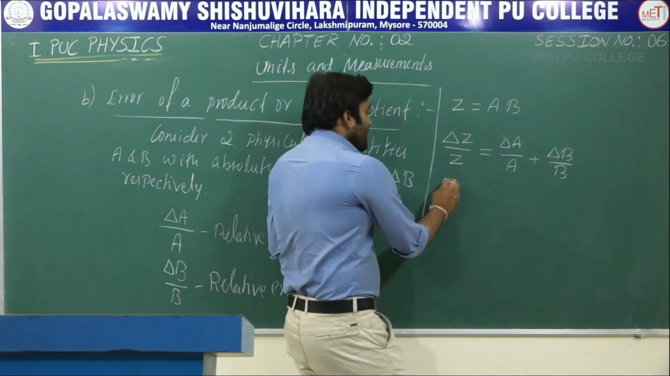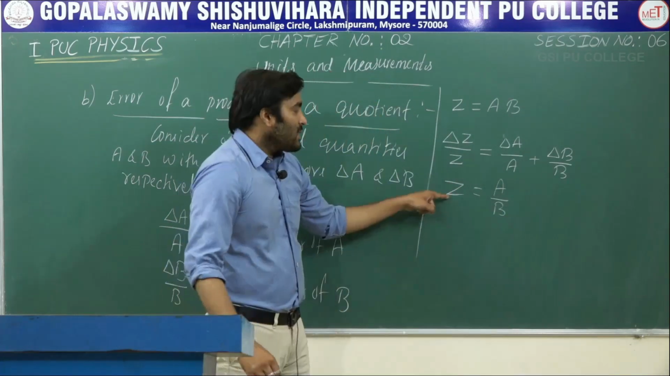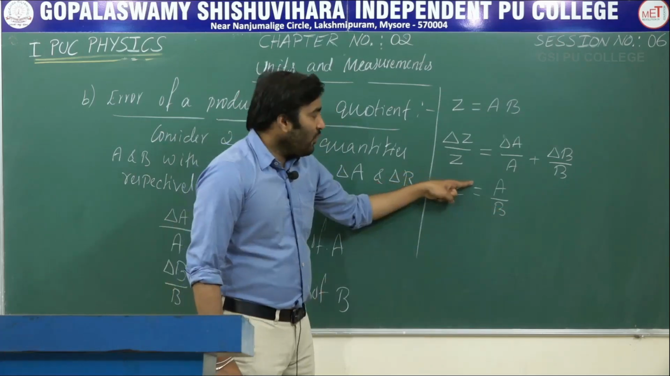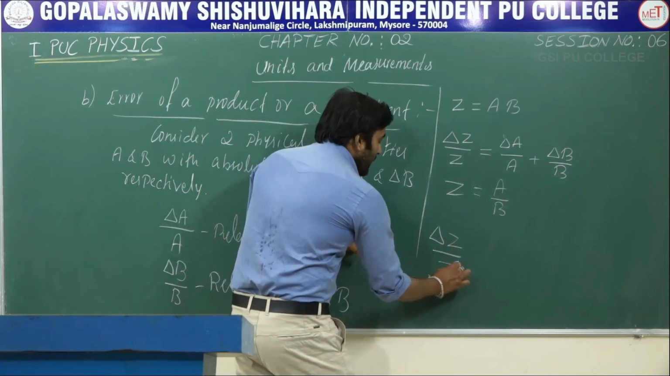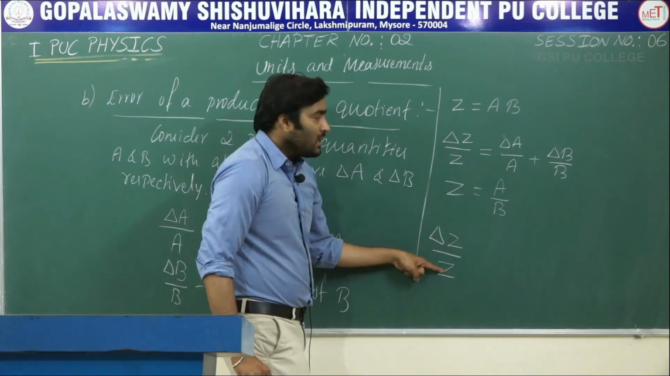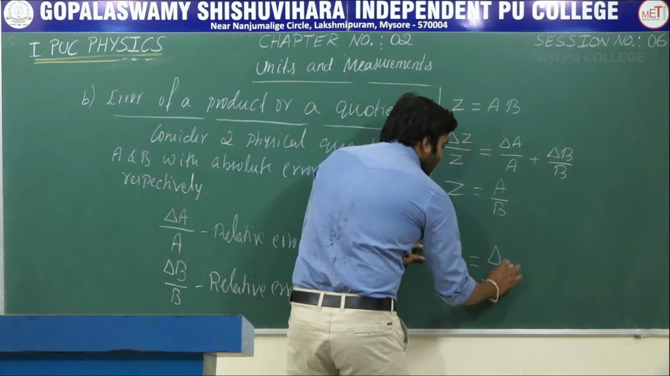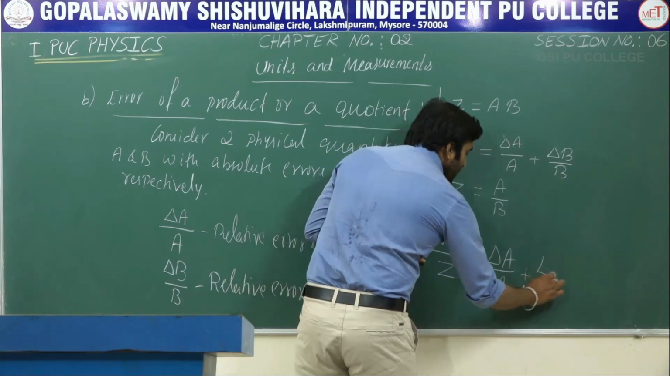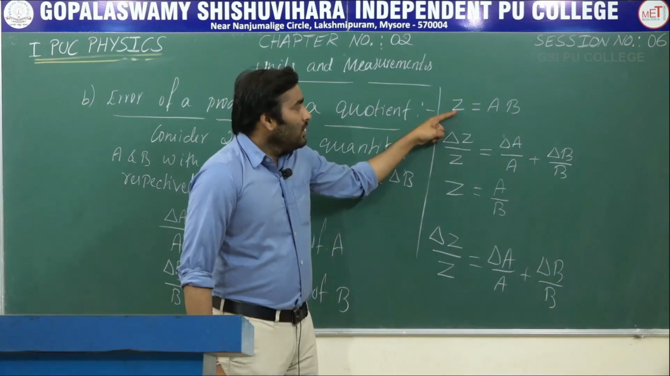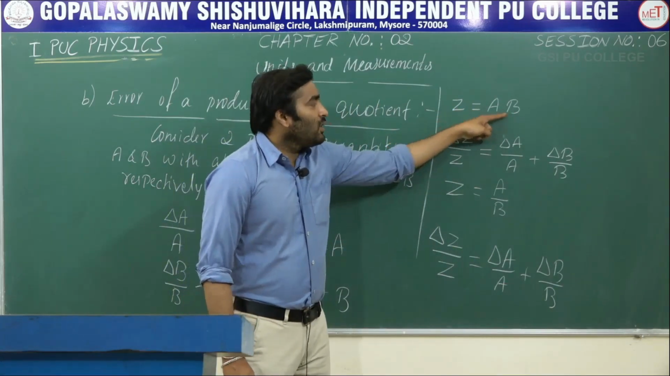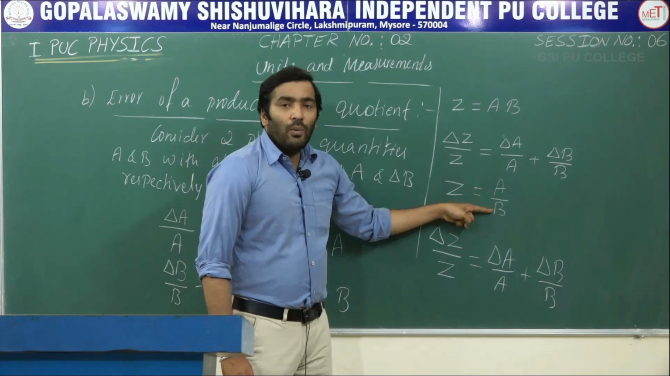Now let the equation be z is equal to A by B. Let us find the relative error in z. Delta z by z, the relative error in the final result, is equal to delta A by A plus delta B by B. In the first equation the two quantities are in the form of a product, and here they are in the form of division.